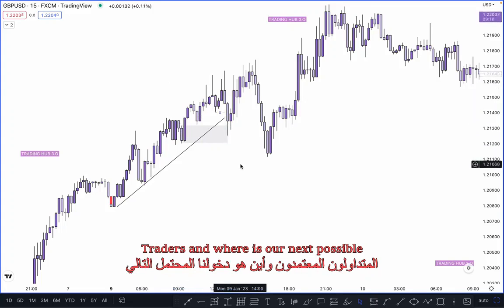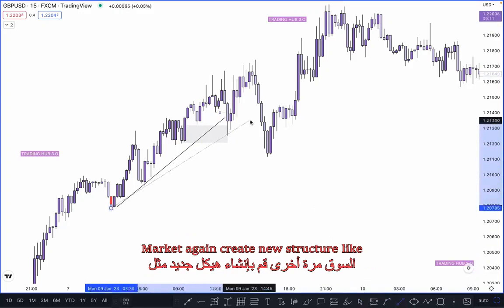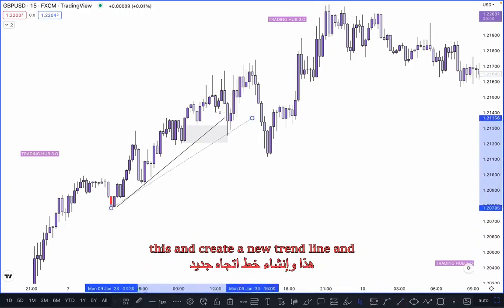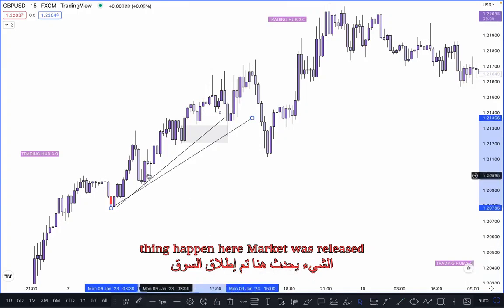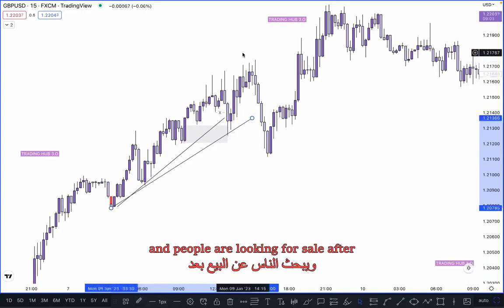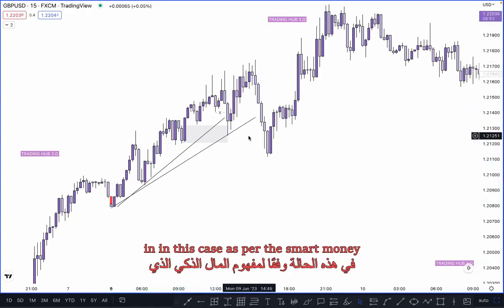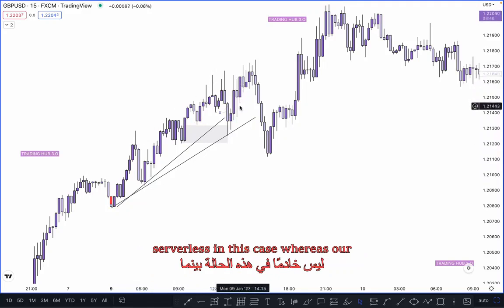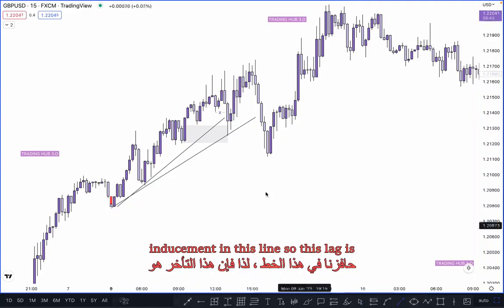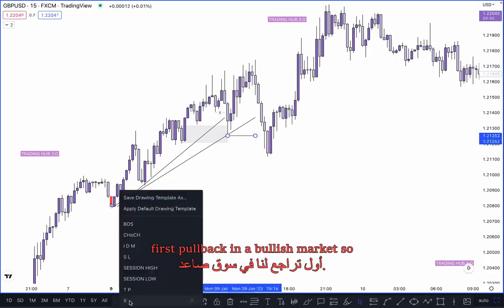And where is our next possible entry in this case? As you can see here, the market again creates a new structure like this and creates a new trend line. And then what happened here exactly? Same thing happened here. The market was bullish and people are looking to sell after this trend line breaks. What should you do in this case as per smart money concept? Market momentum is bullish, so where is our inducement in this leg? This leg is our inducement, because this is our first pullback in a bullish market.